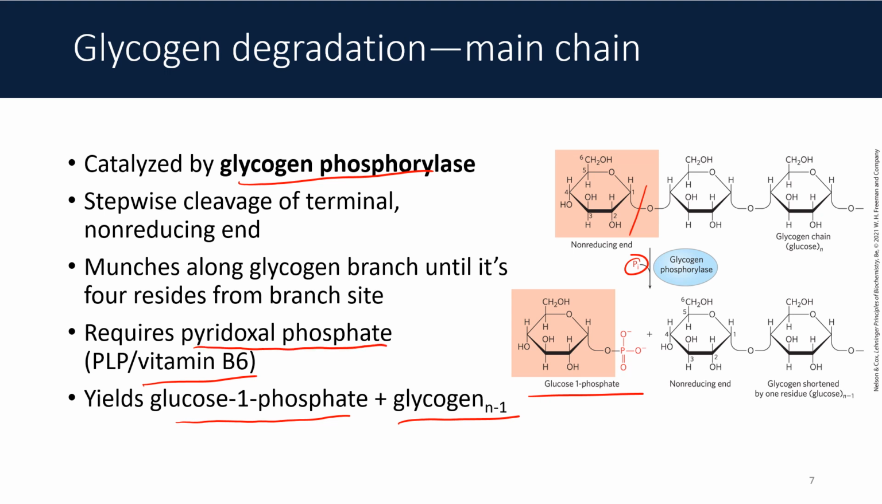Now, the glycogen phosphorylase enzyme is going to happily munch along, cleaving off glucoses stepwise one by one until it reaches a branch. And we're going to say until it reaches 4 residues from a branch. And the reason why it stops there is mainly because of sterics. So I just drew an abstracted glycogen branch over here.